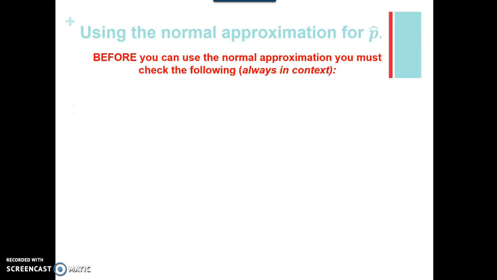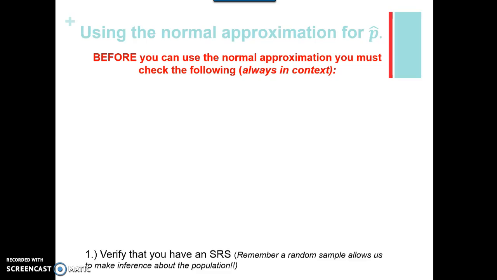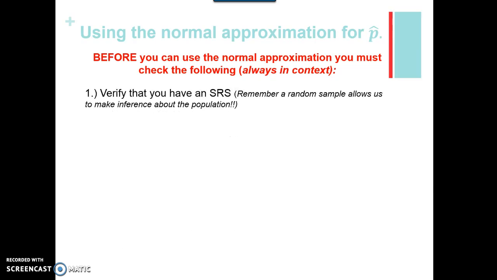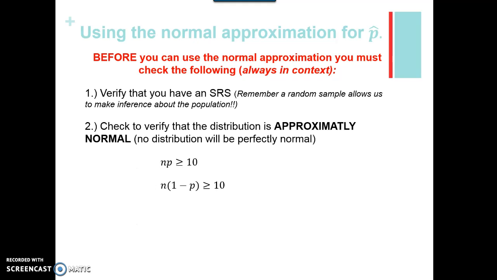Now before you can use the normal approximation, you have to check the following, and always check it in context. There are 3 conditions, get used to these. You're going to be using these basically for the rest of the units. Number 1, verify that you have an SRS. Remember that a random sample allows us to make inference about the population. Random samples allow us to make inference, and they also help to reduce variability and hopefully give an unbiased estimator of the population.